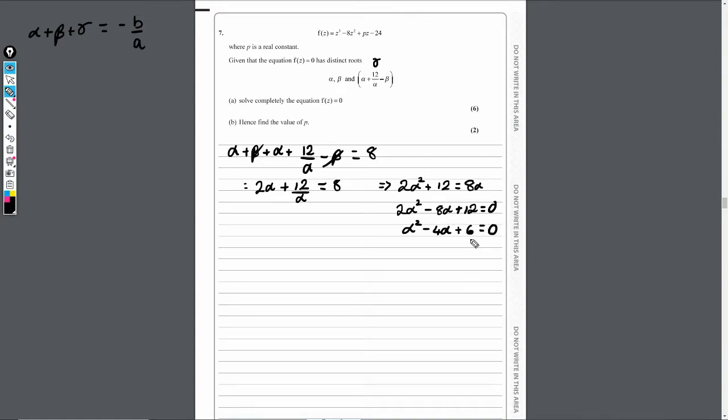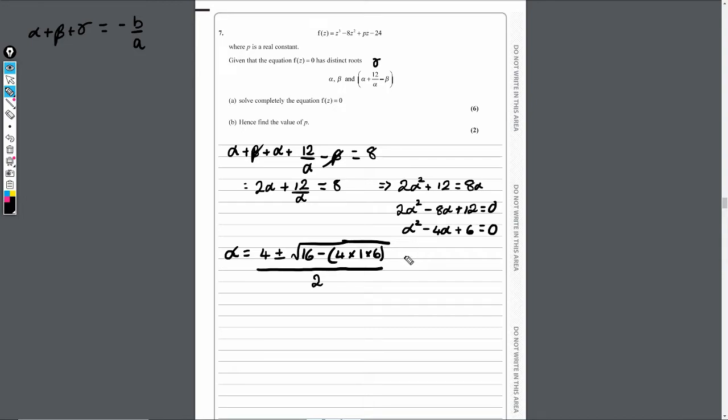Here we could have a look if this factorises, but a quick inspection will show that it doesn't actually factorise, so we're going to have to use the quadratic formula. So alpha is equal to minus b, which is 4, plus or minus the square root of b squared, so 16, minus 4 times 1 times c, where c is 6, all over 2a, where a is 1, the coefficient of alpha squared, so 2 times 1, which is 2.